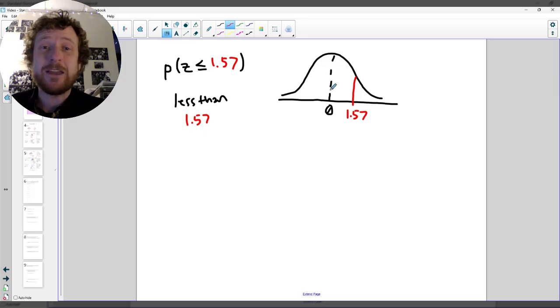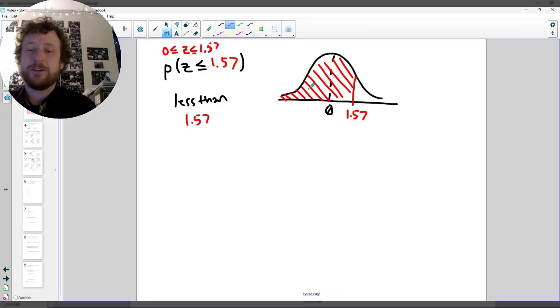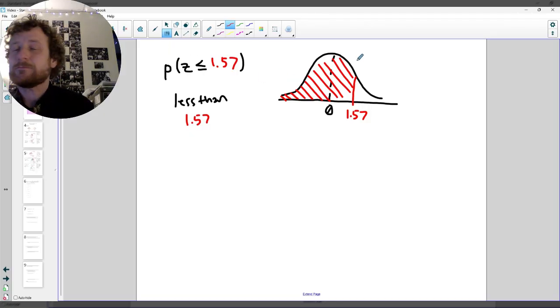That doesn't stop here at 0. I'm putting a dotted line there to tell myself, unless the problem explicitly says stop at 0, I don't stop at 0. If it said between 0 and 1.57, fine, then I would stop at 0. But that's not what this problem says. It says everything less than 1.57. So what's that going to be?